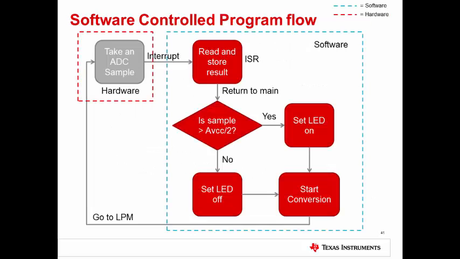This flowchart shows the program flow we described in the previous slide, showing what is done in hardware and what is done in software. The hardware processes can run in low power mode, but the software processes require the part to be in active mode. Since so much of the handling is done in software, the device must be in active mode a fair amount of time.